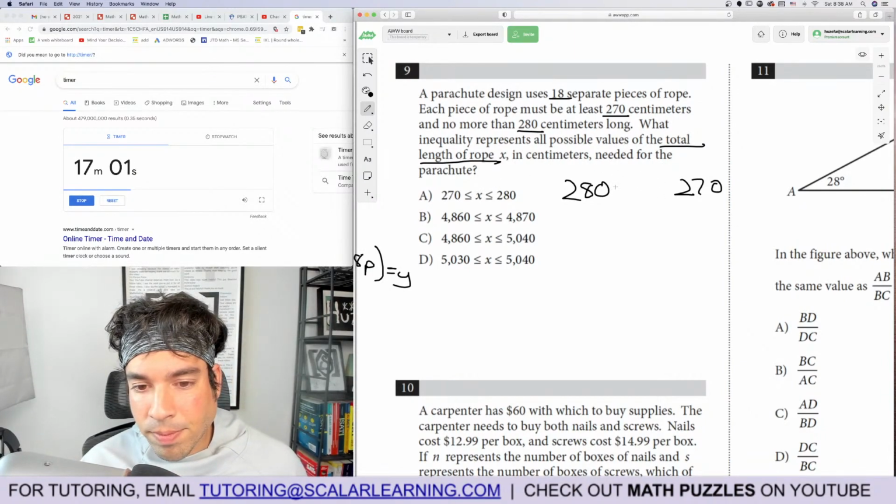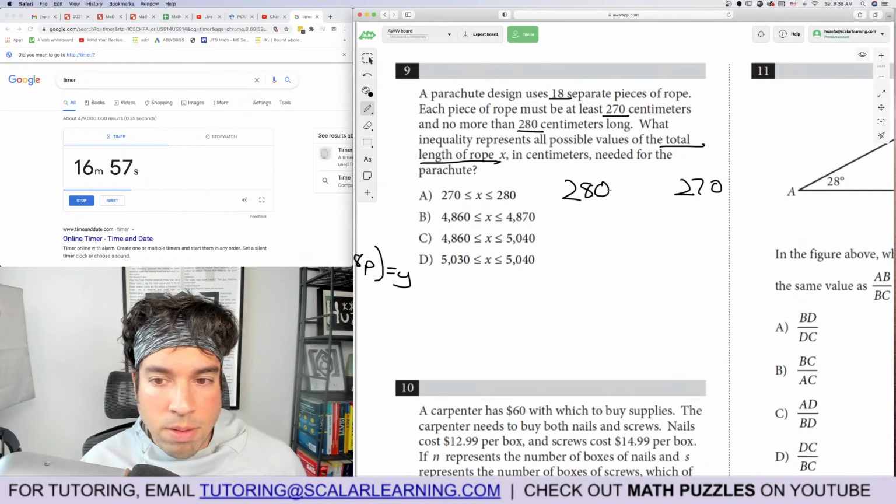So hold on. This is just straight up multiplication. At least 270, but no more than 280. So I've got to do 18 times. So hold on.